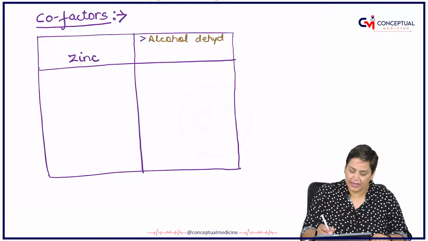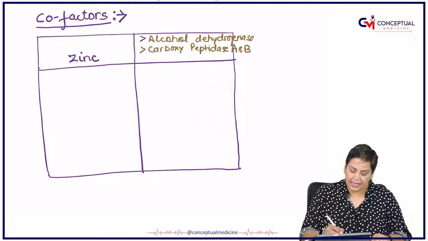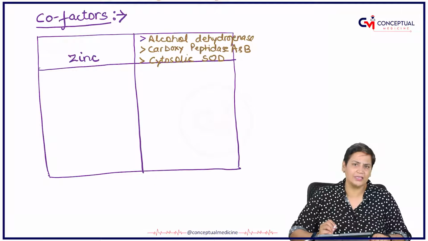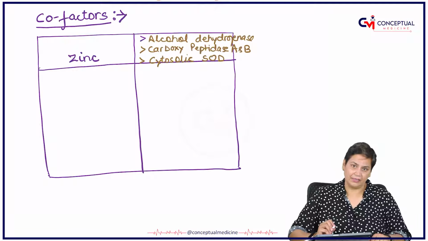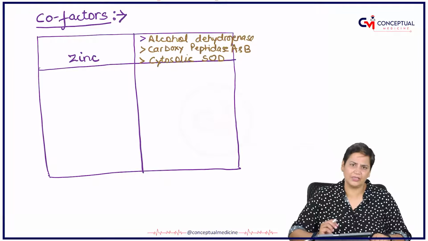Alcohol dehydrogenase, carboxypeptidase A and B, peptidase A and B, and then cytoplasmic or cytosolic superoxide dismutase. It is a very, very important enzyme which plays a very important role in the antioxidant mechanism. So these are some of the examples which I have quoted, and zinc, always remember guys, is the most important cofactor which is present in the body.